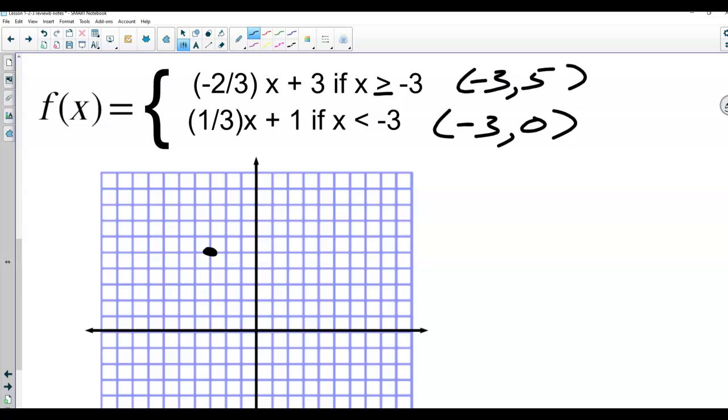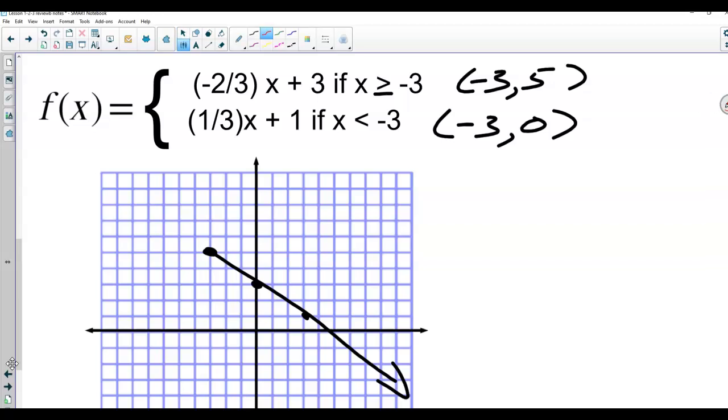My slope is negative and I'm going to the right. So therefore, down 2, right 3. Down 2, right 3. If the slope is negative and you're going right, you're going down. If the slope is positive, you're going right, you're going up. Okay? If you're going to the left and the slope is negative, you're going up. If you're going to the left and your slope is positive, you're going down.